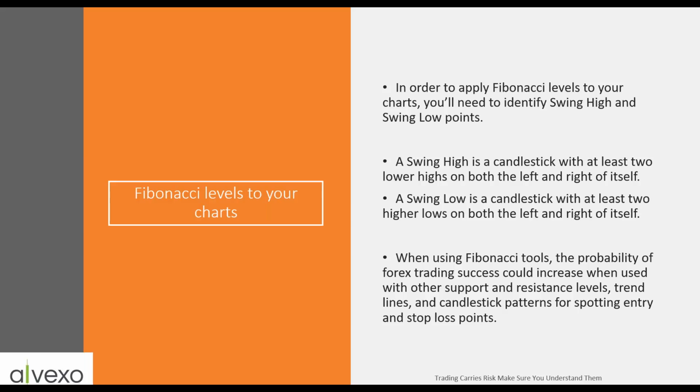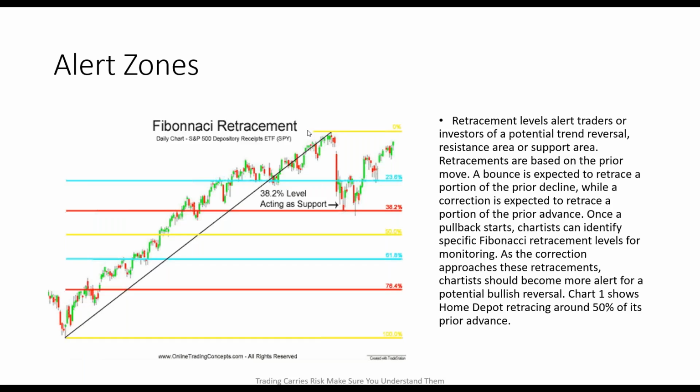A swing high is a candle with at least two lower highs on both the left and right side of it. A swing low is a candle that has at least two higher lows on both the left and right side of it. When using the Fibonacci tool, the probability of Forex trading success could increase when used with other support and resistance levels, trend lines, and candlestick patterns for spotting entry and exit points. But the most crucial is locating that significant swing high and swing low.